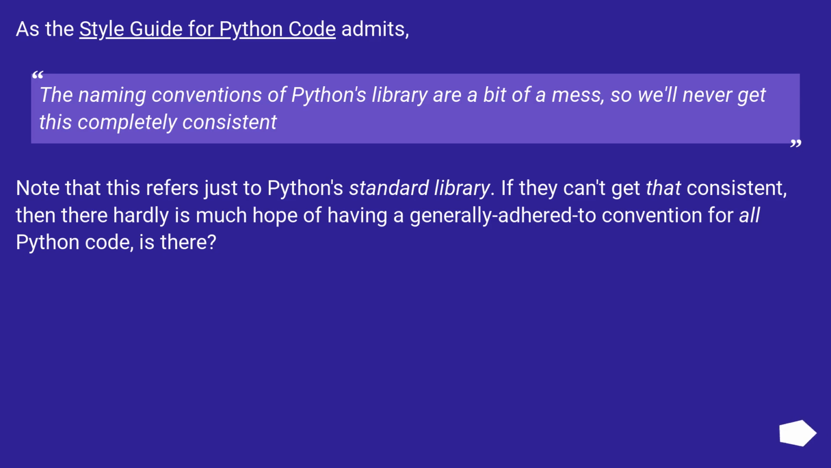As the style guide for Python code admits, the naming conventions of Python's library are a bit of a mess, so we'll never get this completely consistent. Note that this refers just to Python's standard library. If they can't get that consistent, then there hardly is much hope of having a generally adhered to convention for all Python code, is there?